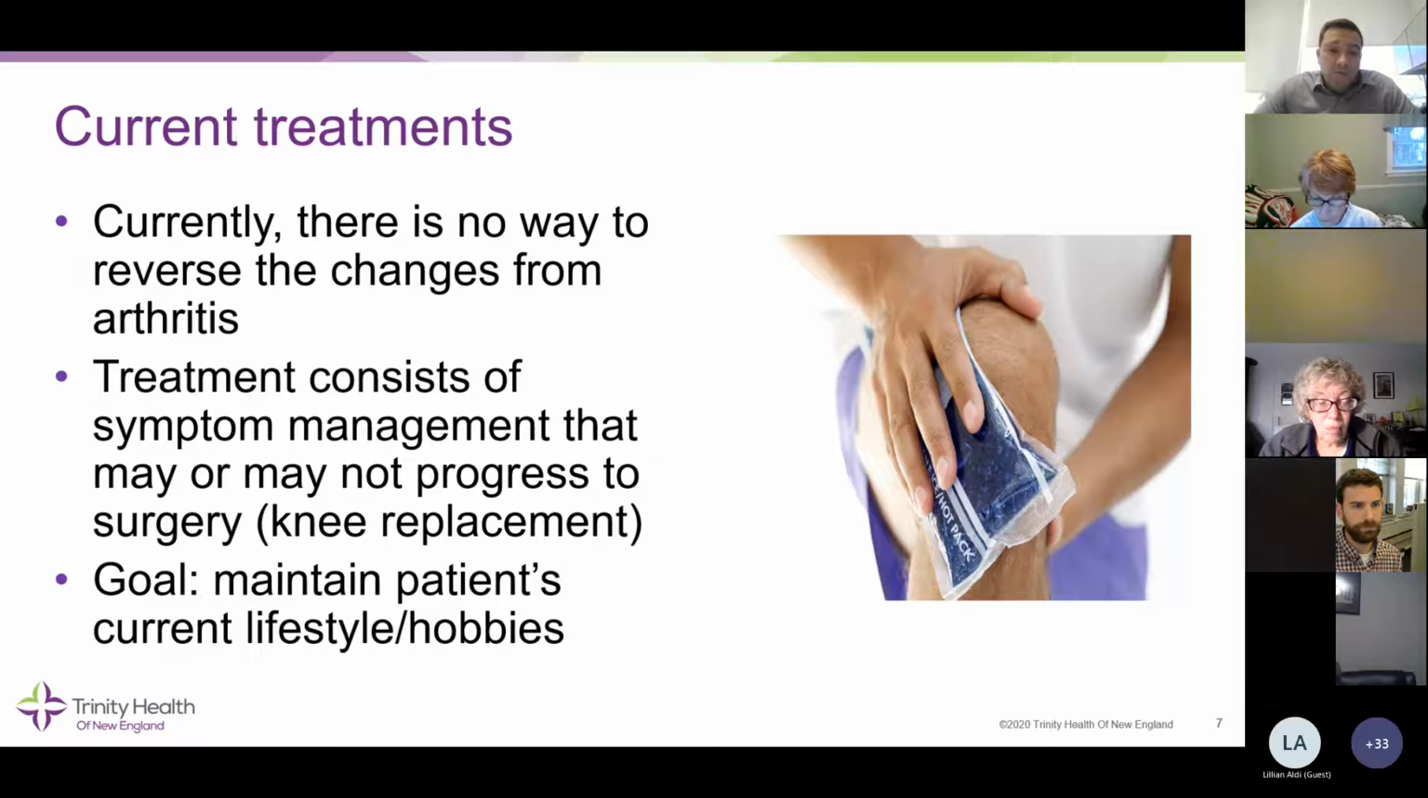People have tried to replace the cartilage and regrow it, and again, it doesn't change the underlying bony changes. Right now, treatment mostly consists of symptom management. So finding things that allow you to decrease your pain and allow you to continue to do the things you want to do in life, until eventually, which may or may not occur, a patient may consider knee replacement, which is what we consider the only cure for knee arthritis. So again, our goal is to do everything we can to maintain your current lifestyle and hobbies and save surgery as a last resort.